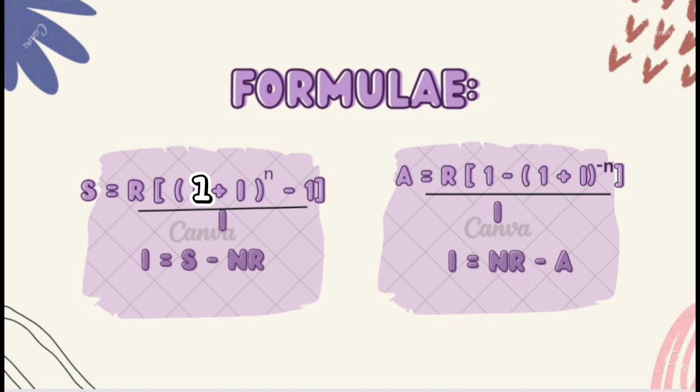Let's move on to the next topic, and that is how to find the present value, and that is A. A equals R in the bracket 1 minus in the bracket (1 plus I) to the power of minus N, divided by I. The last formula is on how to find the interest, and that is I equals N multiplied by R minus A. Okay, so let's move on to the question.